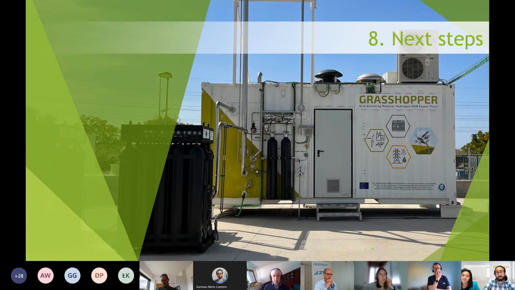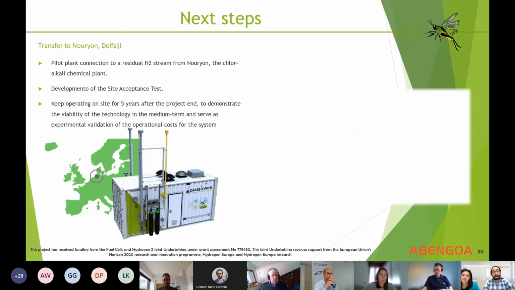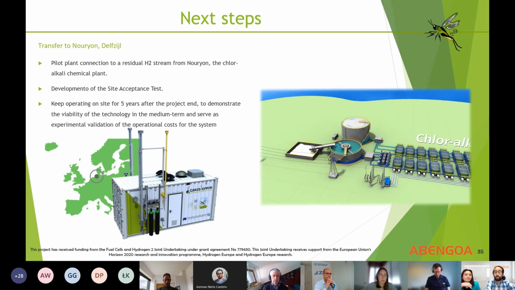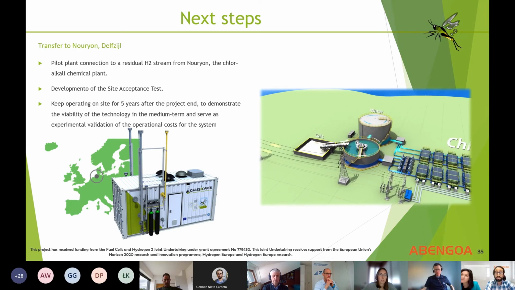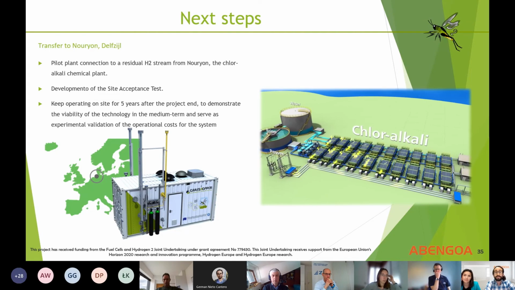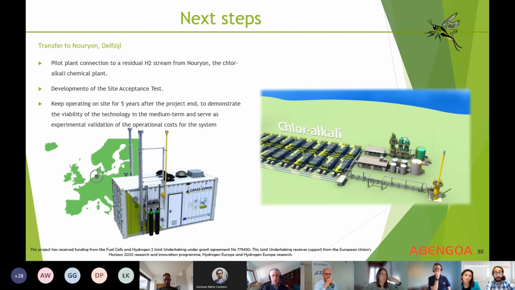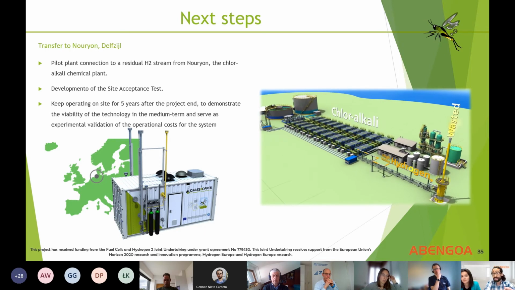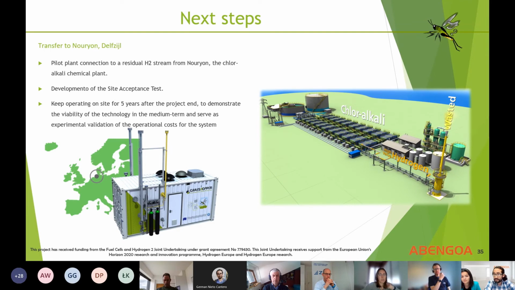So what is the next step of the project? It is to transport the pilot plant to the Netherlands, where we will be using a residual hydrogen stream from the chloralkali industry. There, the plant will remain for 5 years, where we will be collecting degradation data, operation cost data, and everything that will improve the design of the megawatt design that we have already developed in the consortium.